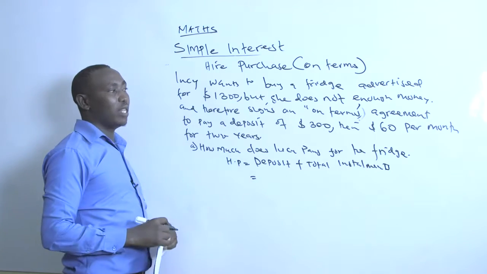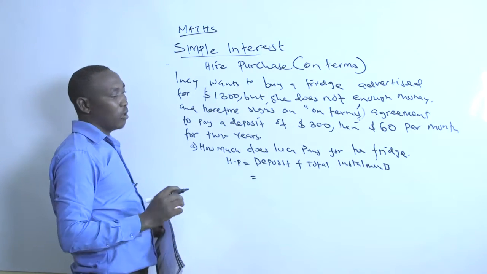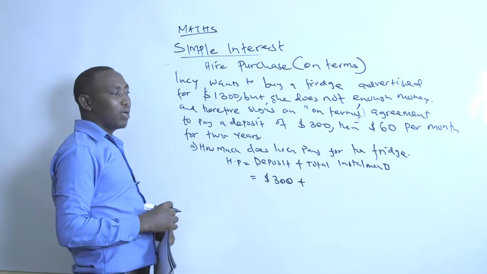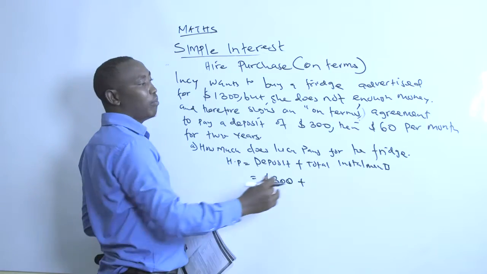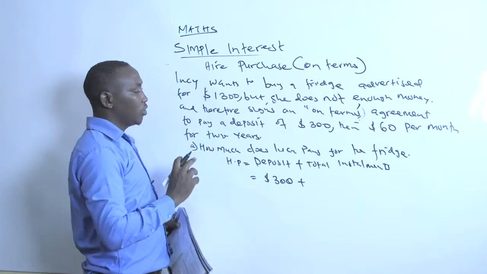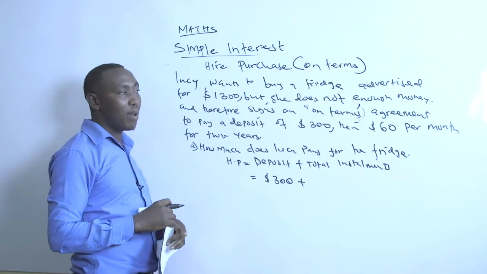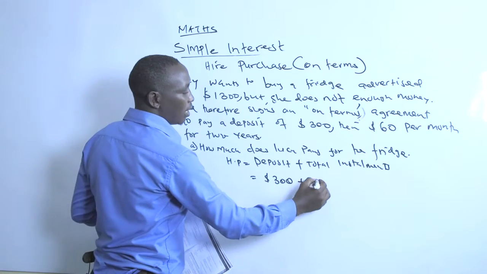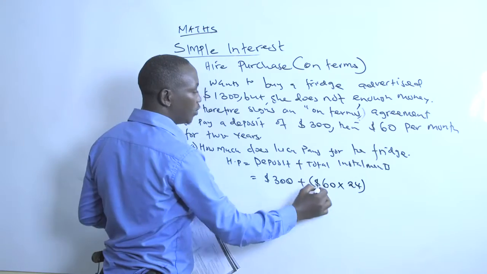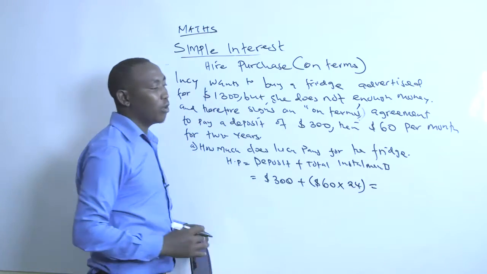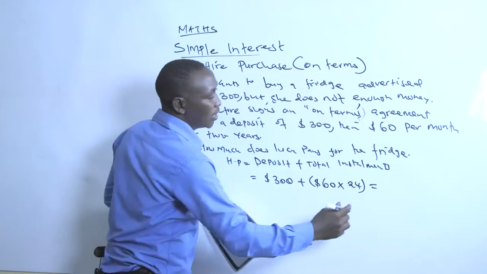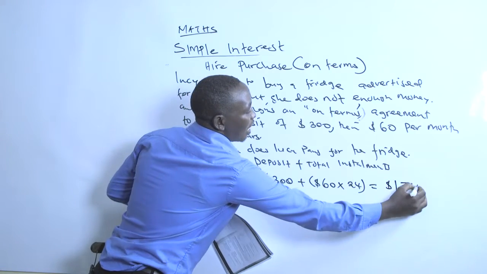Now we have been told that Lucy, on the agreement, will be allowed to pay a deposit of $300, and on the total installments she'll pay $60 per month for a period of 2 years. 2 years has 24 months. Therefore, on total installments, she's going to pay 60 multiplied by 24. This will give us the cost of the fridge over the hire purchase terms at $1,740.